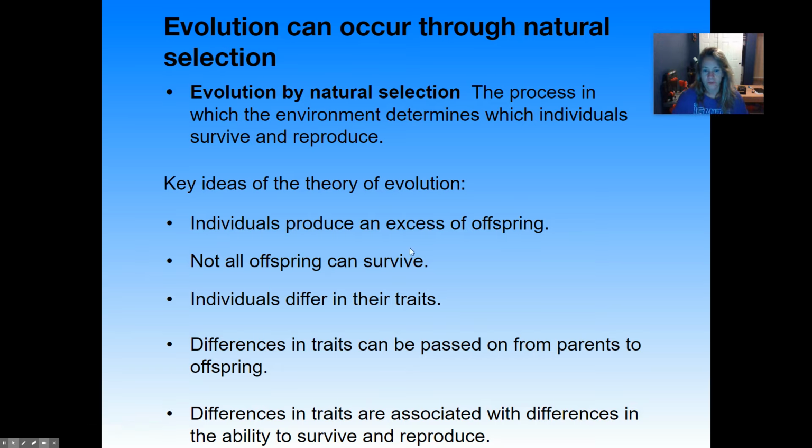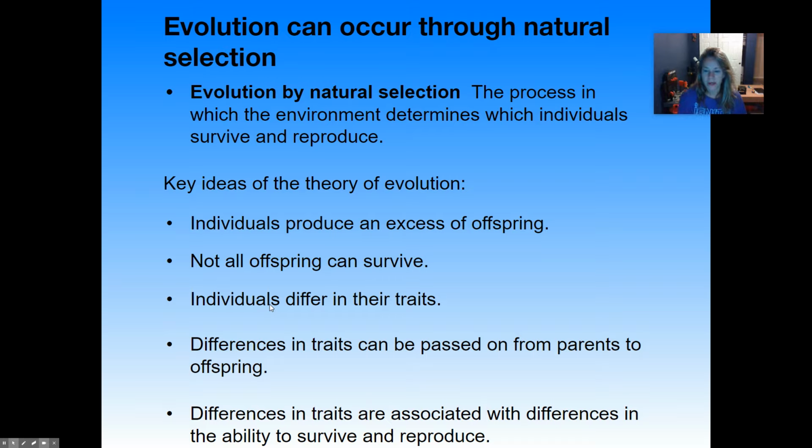So individuals produce an excess of offspring. That's beneficial because then those genes are going to be carried on. Not all offspring can survive. That's just a given. And so the ones that are more adept will survive. The ones that are not as adept will not. They differ in their traits, so nothing looks the same. And there are slight mutations, slight differences in everybody. And so those differences allow for better selection.